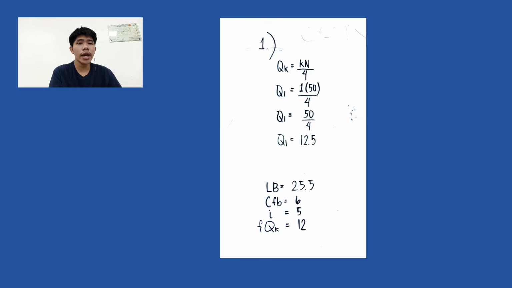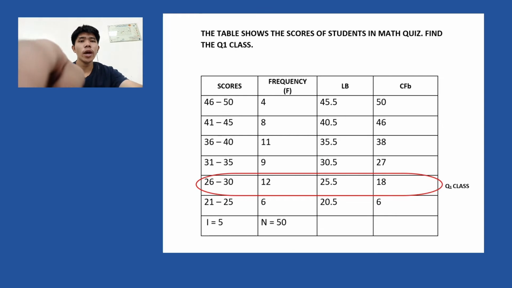After finding our Kn over 4, we will now locate the answer, which is 12.5 on our table. Now our 12.5 is located between 6 and 18. Since 6 is less than 12.5, we will go up to 18 to place 12.5 as included within that class. Now we will encircle it and label it as our Q1 class.